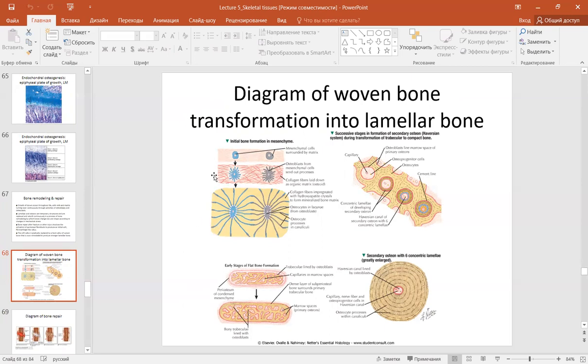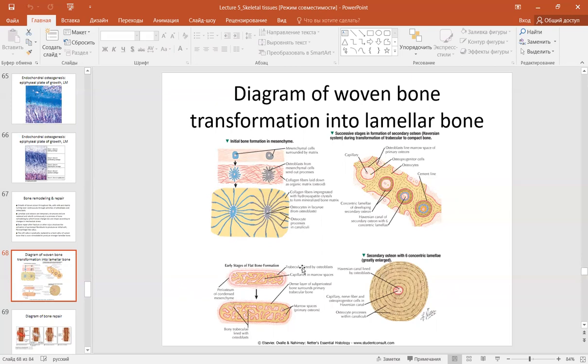This is primary or initial bone formation within the lamella, or primary membranous ossification. The cells are located in the neighboring cells, contacting one another with the processes. Successive.